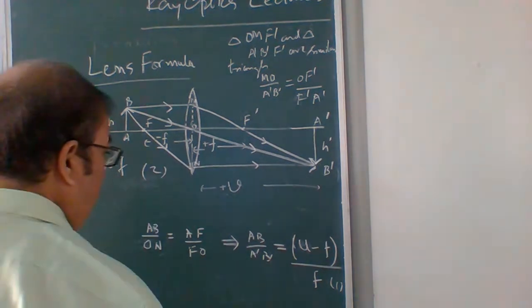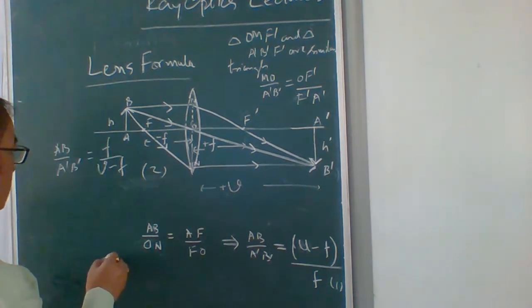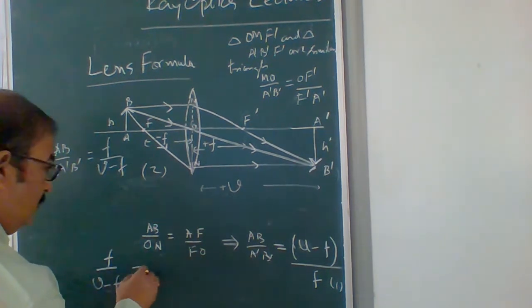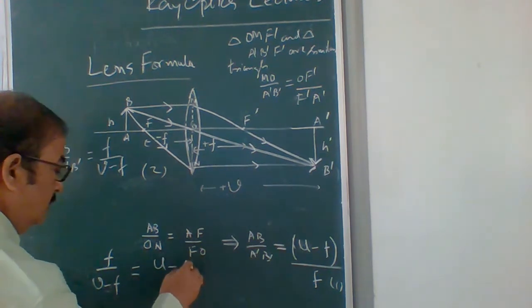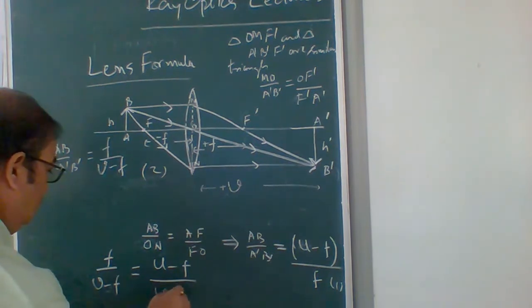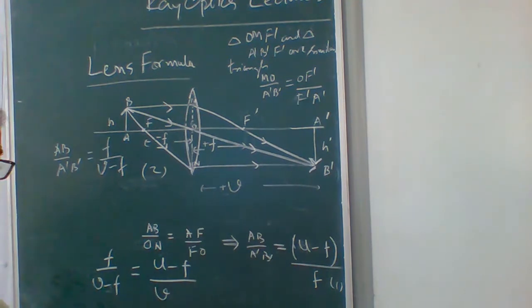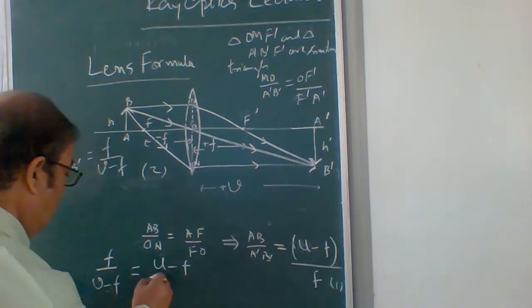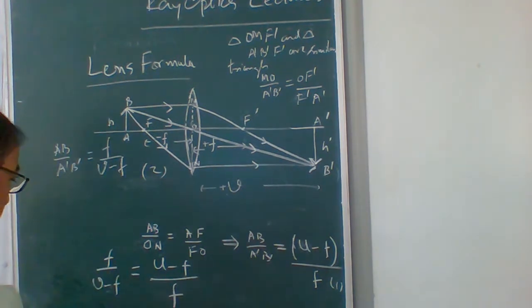Now we compare equation number 1 and 2. What we get? We get F upon V minus F equals to U minus F divided by F. ये आ जाएगा. अब हम लोग इसको देखेंगे.